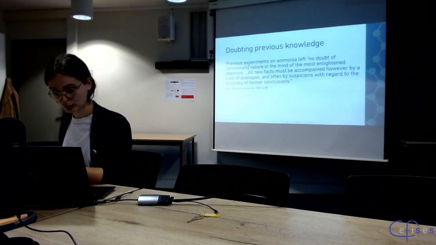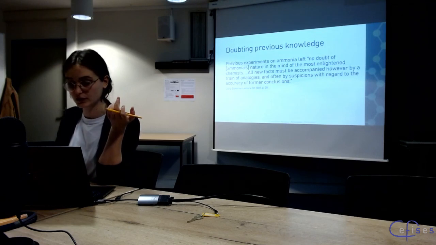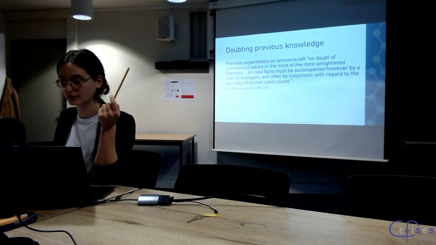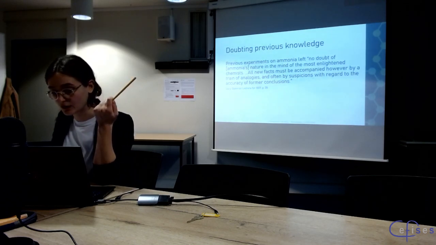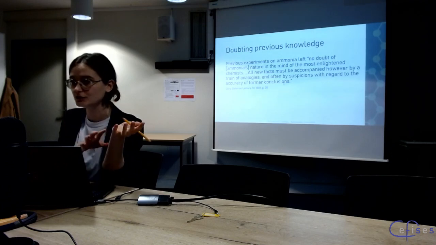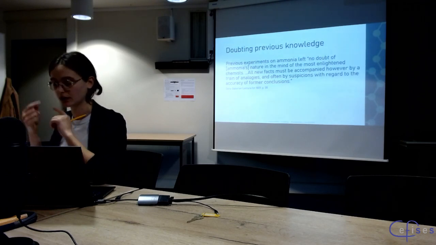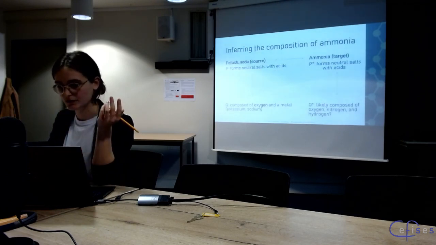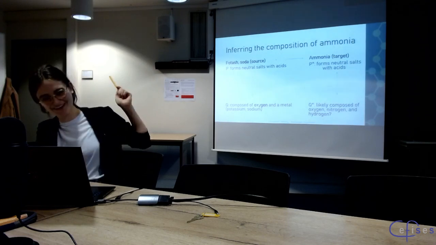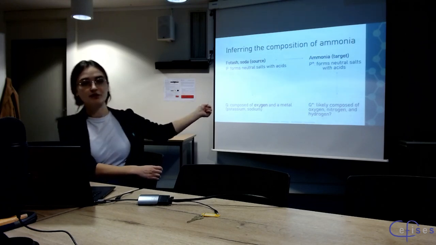So what he did was reverse his previous argument and doubt the knowledge that he had of the composition of ammonia, saying that even though previous experience on ammonia left no doubt of its nature in the mind of the most enlightened chemist, all new facts must be accompanied by a train of analogies and often by suspicions with regard to the accuracy of former conclusions. So basically, this new knowledge made him think, oh, wait a minute, there's probably an error somewhere in the studies that we did of ammonia, and we can reverse the previous analogical argument, taking ammonia as the target, thinking that with this new knowledge of potash and soda, oxygen must also be somewhere in ammonia.